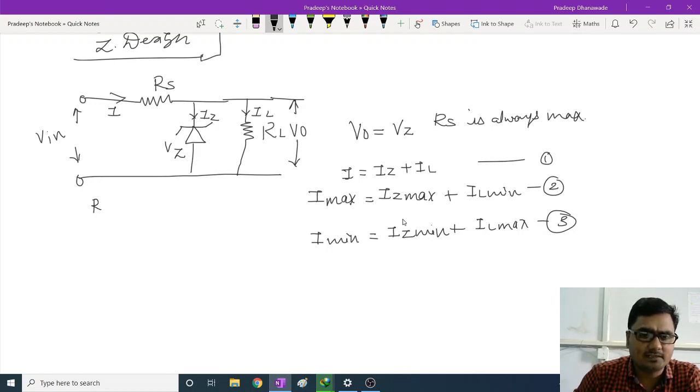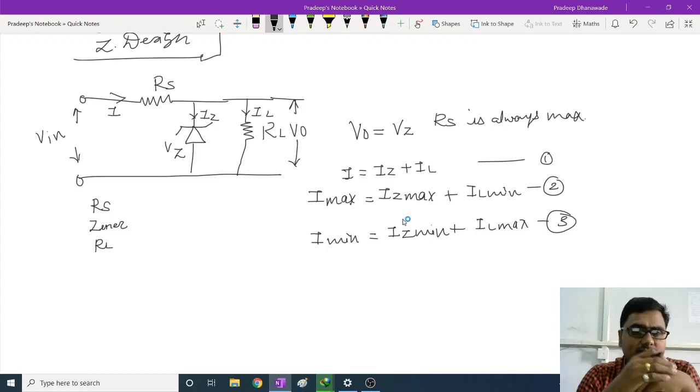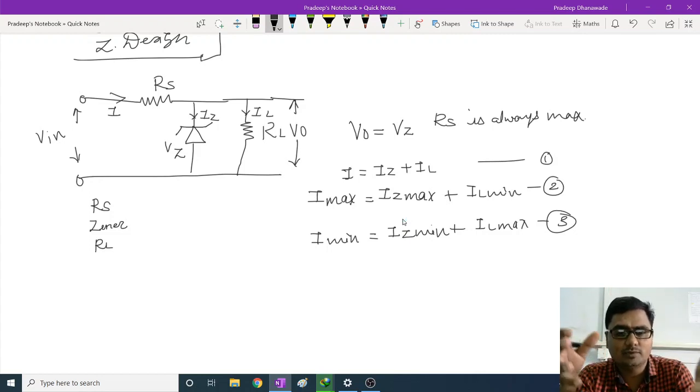The first component is RS. The second is the Zener diode. The third one is the load resistor. It means two resistors and one Zener diode. Only three components are there in the circuit. So designing of the Zener shunt regulator means calculating the values and ratings of those components only.